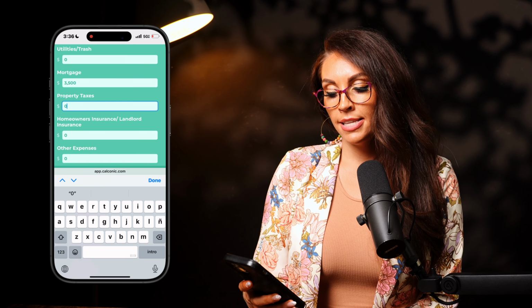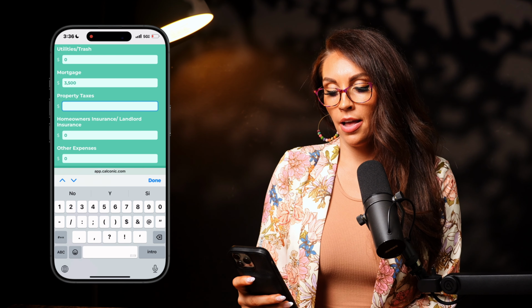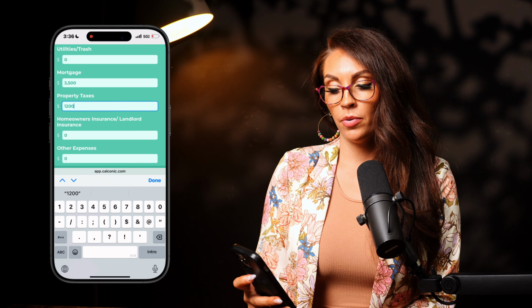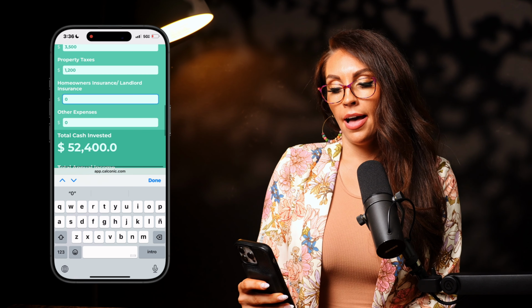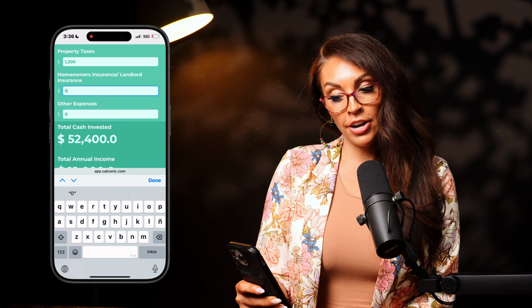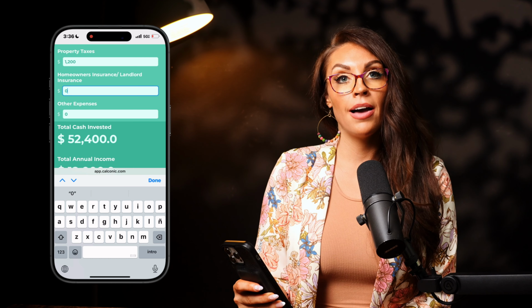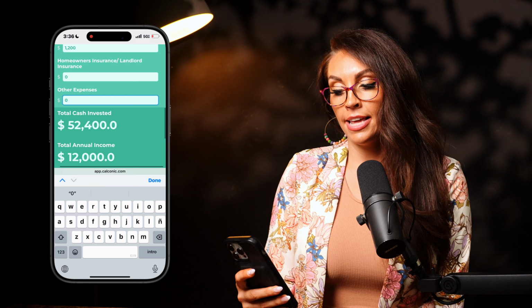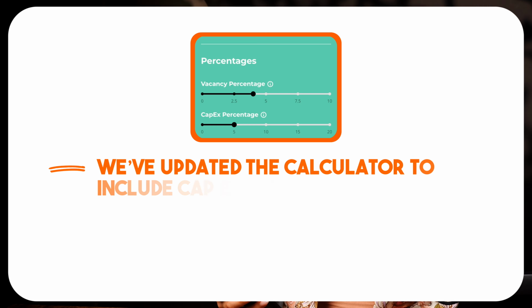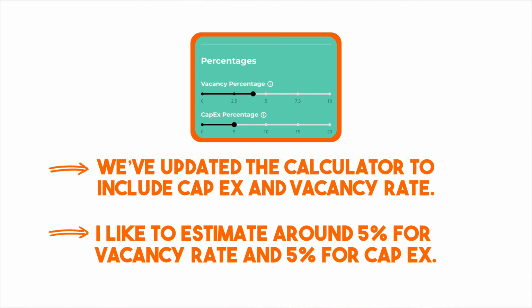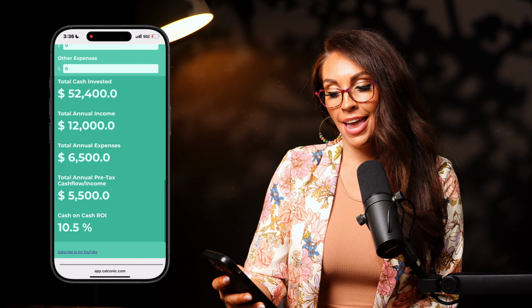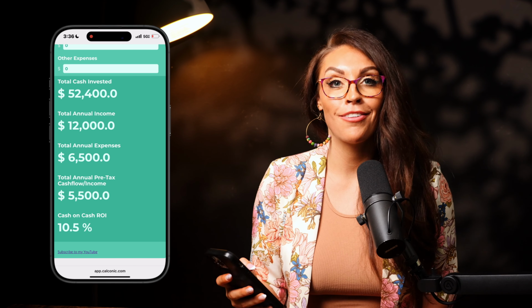And let's say our property taxes are $100 a month or $1,200 a year. Pop that in. And then we've already covered our insurance. If you have separate landlord insurance, you can pop that in here. And then again, any other expenses. So let's scroll down to the bottom, and here everything is calculated for you.